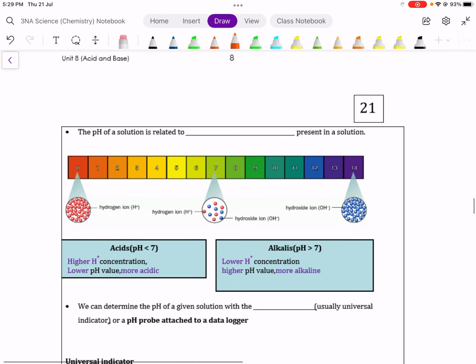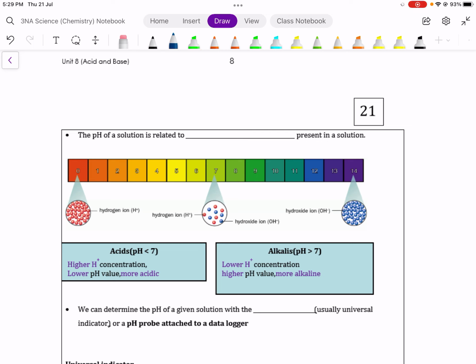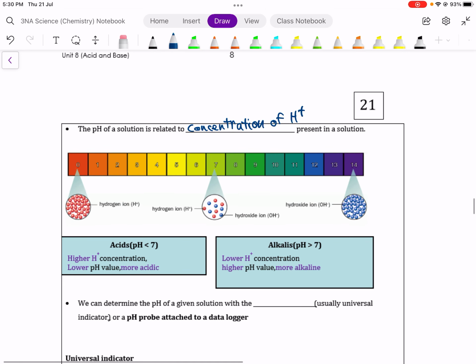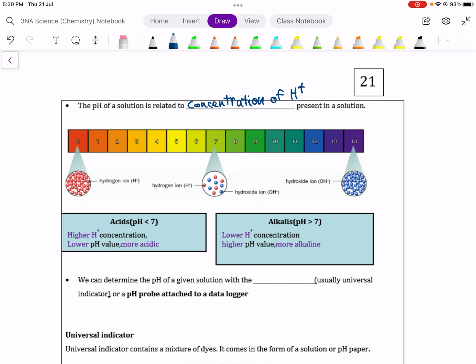So pH is related, like what I mentioned just now, to the concentration of H+ present in a solution. What happens when pH is very low, let's say 0? It doesn't mean no hydroxide ions. Alkalis are solutions that produce hydroxide ions, but a low pH doesn't mean no hydroxide. It's just that higher H+ concentration means lower OH- concentration. Very low, but it doesn't mean you don't have any.